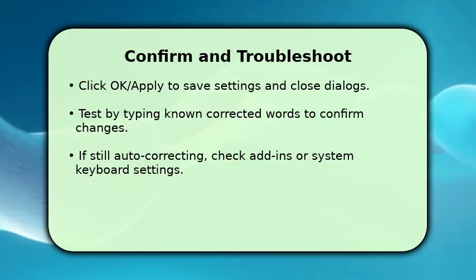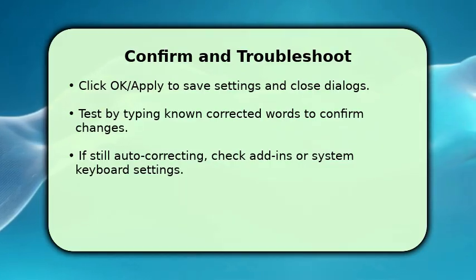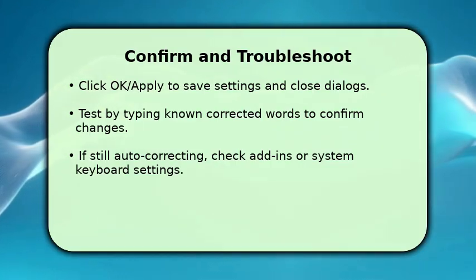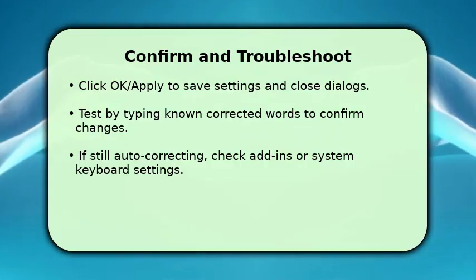If PowerPoint still corrects text, make sure you disabled the right boxes and restart the app. Also verify system-level autocorrect on Mac OS or Windows isn't overriding application settings. If problems remain, check installed add-ins or synced Office settings that can reapply defaults, and reopen Autocorrect to inspect any reappearing entries.